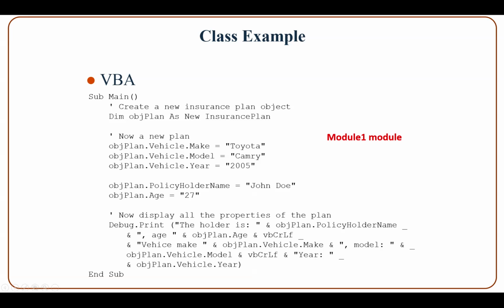And then you print a string to the debug window. This string is created by concatenating strings and the properties of the object. Basically, it says the holder is, and the name of the holder, and then the age, and then the vehicle make, model, and year.